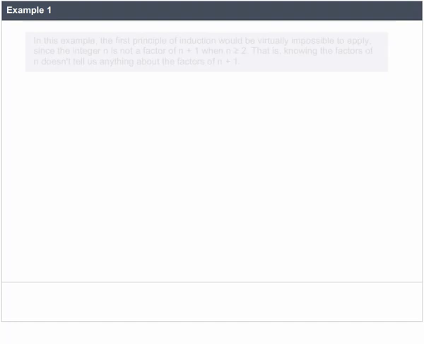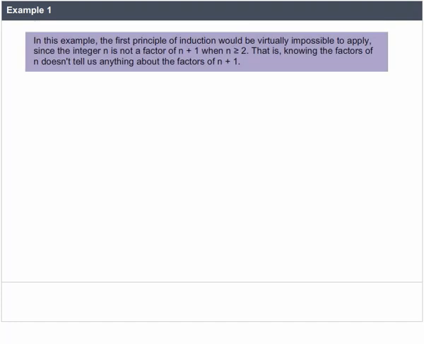In this example, the first principle of induction would be virtually impossible to apply since the integer n is not a factor of n plus 1 when n is greater than or equal to 2. That is, knowing the factors of n doesn't tell us anything about the factors of n plus 1.